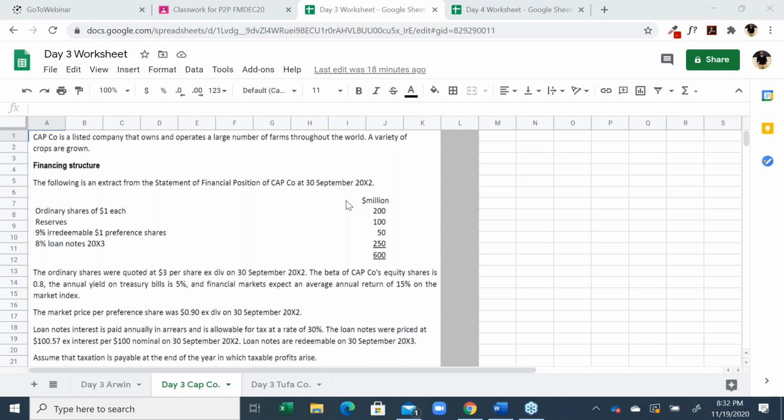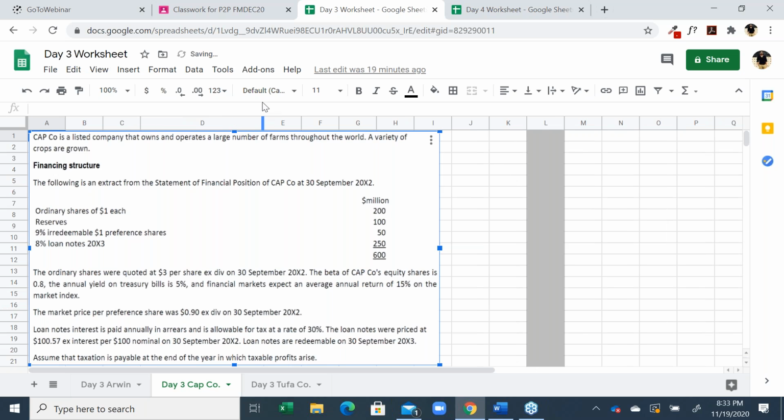So we started the cap company question yesterday, and we were done with the cost of equity and cost of debt. But let me quickly go through the cost of capital, cost of equity, and cost of debt, and then we will calculate weighted average cost of capital.